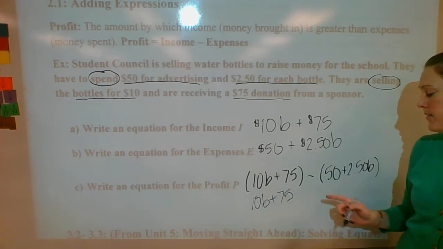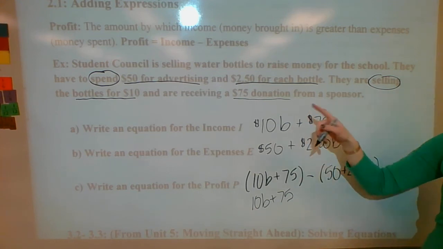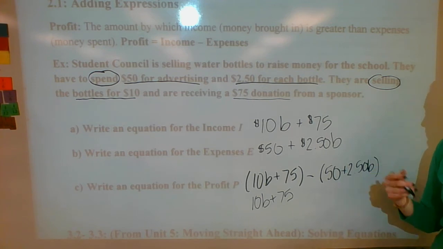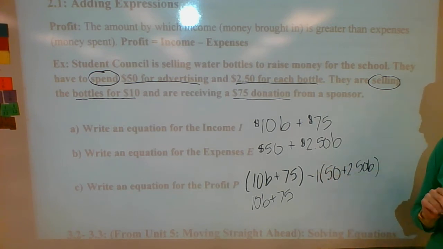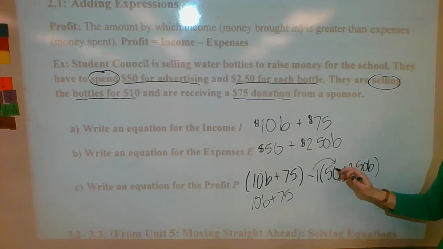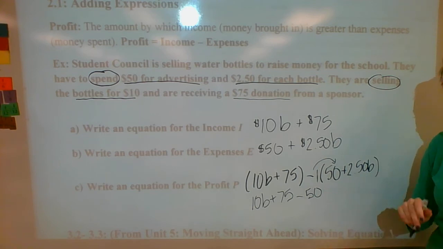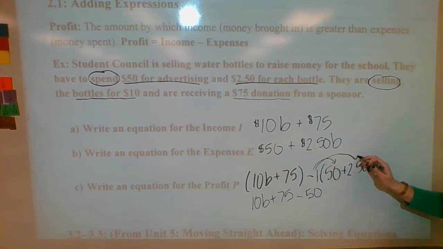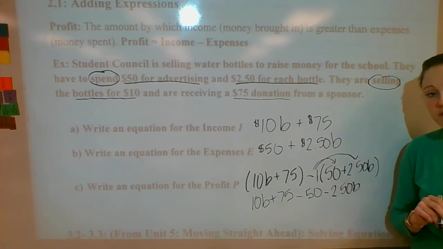The reason why the parentheses are so important though, is that I want to distribute my negative. Everything in my list that was an expense, I'm spending out. So we can think of it as a -1 that I'm timesing by. So I have a -1 times my $50. So I'm spending that $50, and I have a -1 times my $2.50 per bottle. So that would give me -$2.50 per B.